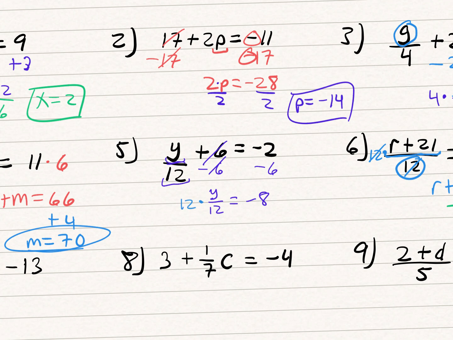And then the opposite of dividing by 12 is multiplying by 12. So let's multiply by 12 on both sides. Okay, and then negative 8 times 12 is going to get you negative 96.